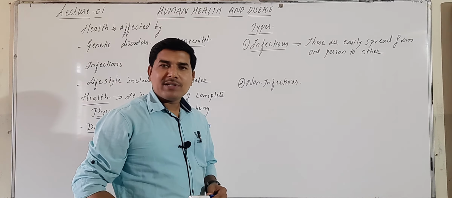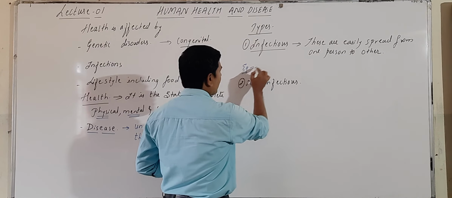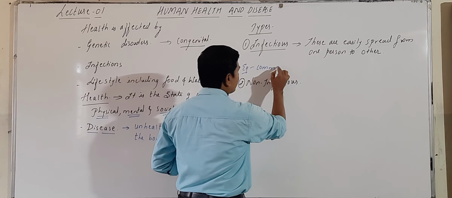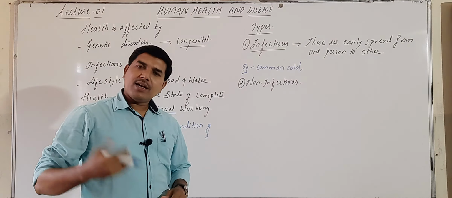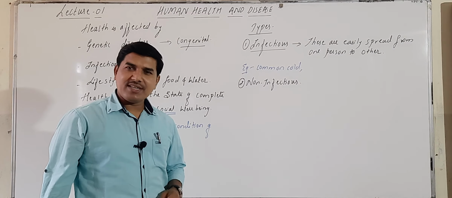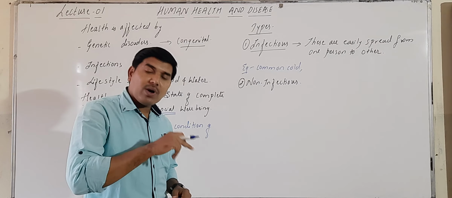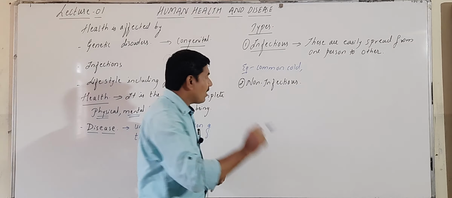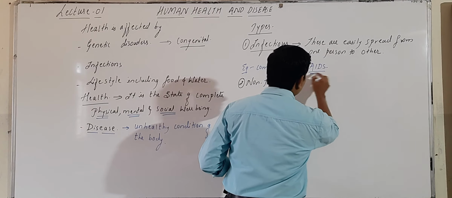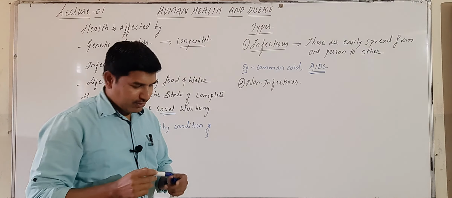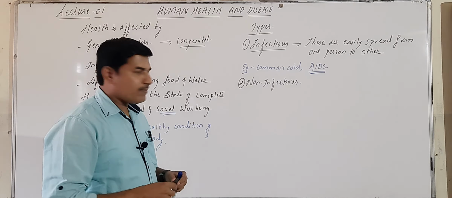For example, the common cold is infectious. Typhoid is an infectious disease, malaria, all these are infectious diseases. Out of these, one infectious disease which is more deadly is AIDS. AIDS is deadly, as you know. There is no complete treatment for AIDS.